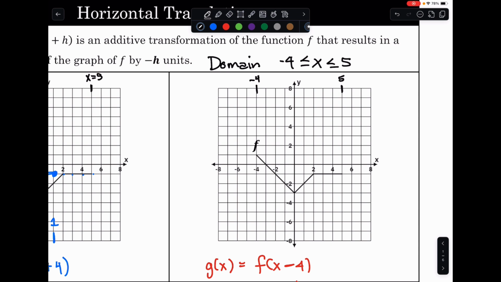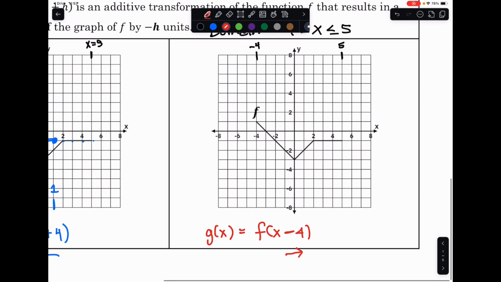Every point on this graph is going to have an x value that is either -4 or +5 or something in between. No point is going to have an x value that is less than -4 or greater than 5. Now when I graph g, this is going to shift the graph 4 units to the right.